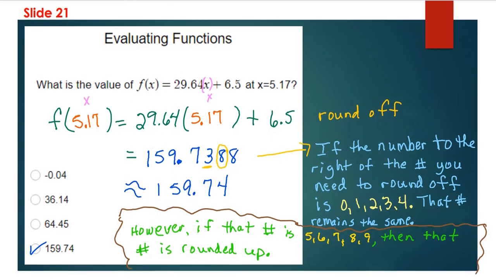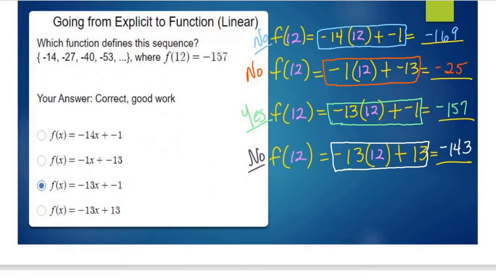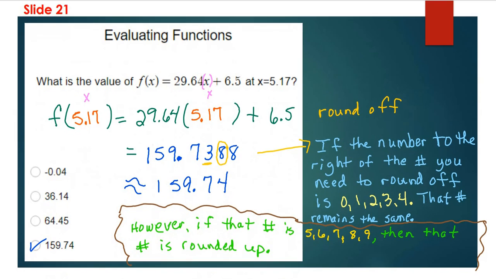Slide number 21, evaluating functions. Now, this is just like what we did on slide number 20. On slide number 21, they're giving you the x this time, and you've got to come up with the y. And so here it is, substitute it in. Anytime you see an x, you're going to substitute in 5.17, which I have right here. Now, put all of this at one time in the calculator, and you'll come up with this big number right here. You're going to have to round off. So I'm going to round off. It's going to be rounded off to 2 decimal places.